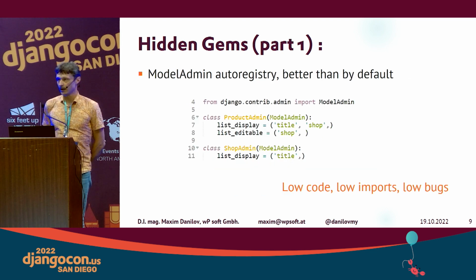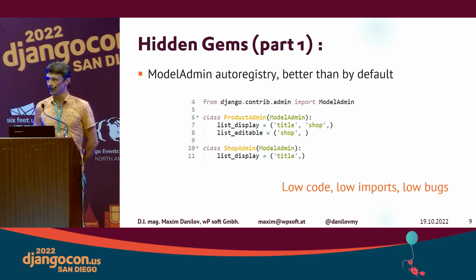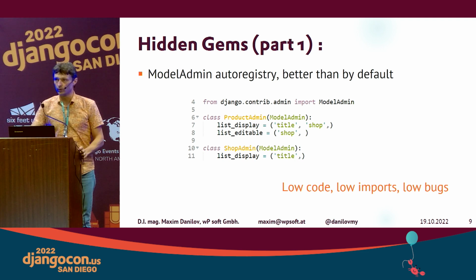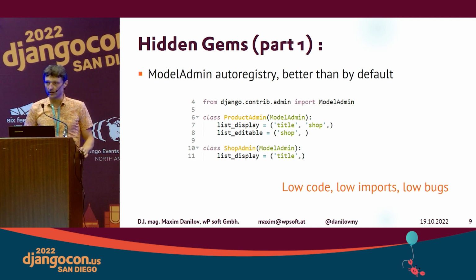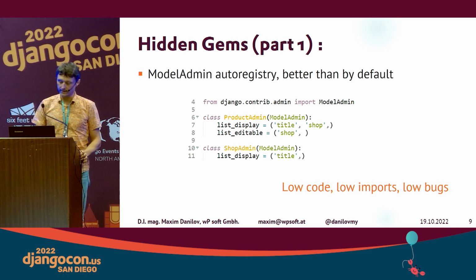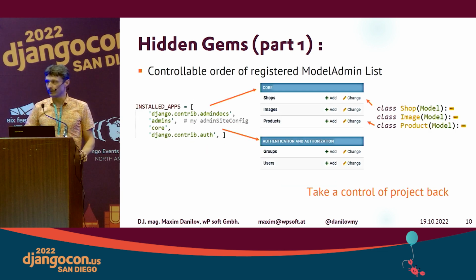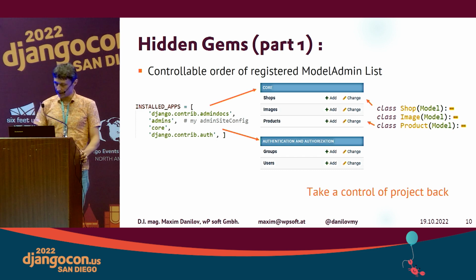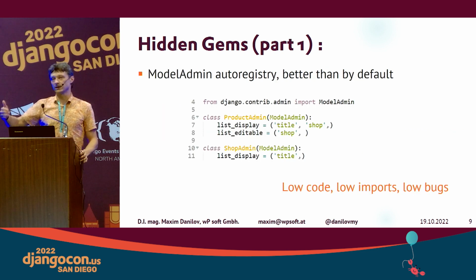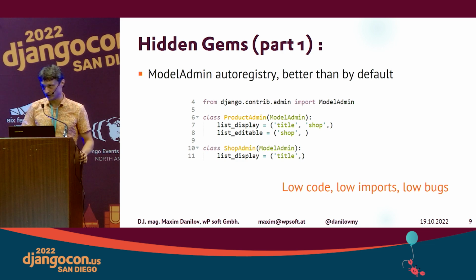After that, I presented the model admin auto registry. This is an example from existing code. These model admins are already registered, and I don't import anything. Low code, low imports, low bugs. It's better than manual. And I can say, if I start every new project in Django, the first code snippet which I copy-paste is the model admin auto registry snippet.